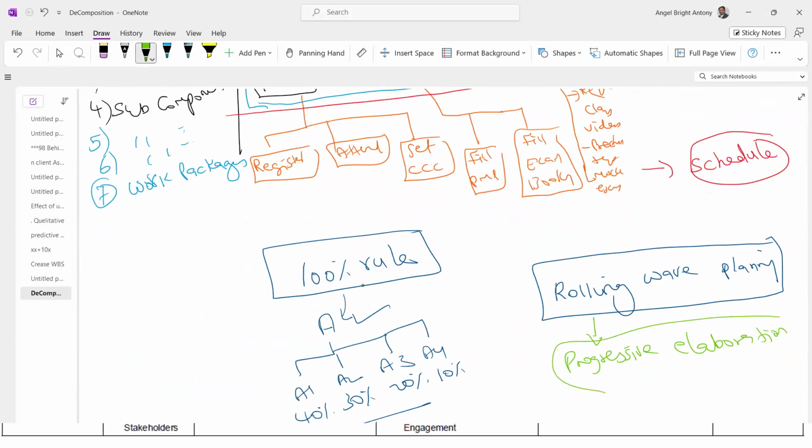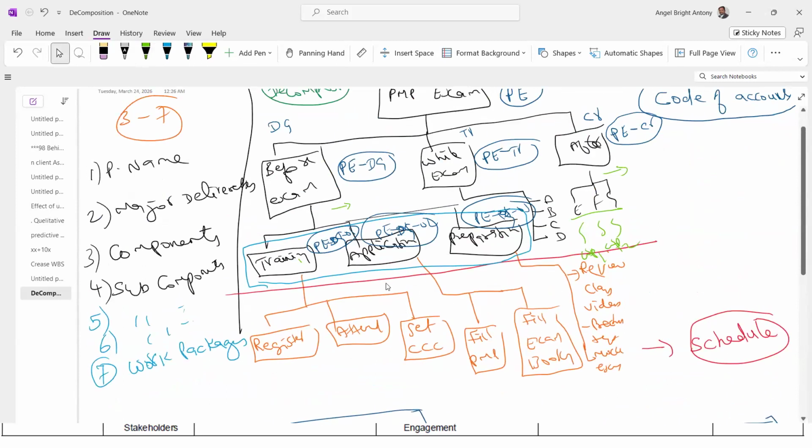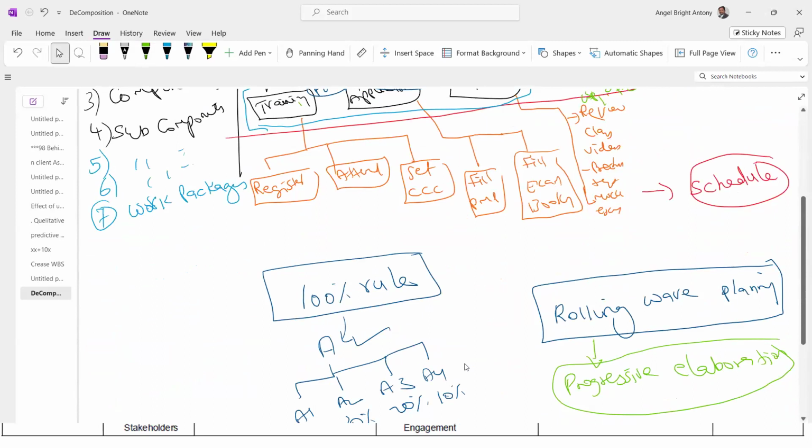What is progressive elaboration? We discussed in the second class. In a step-by-step manner, you get into more details of the project. Same thing here: step by step, you are planning in detail. So rolling wave planning is planning near future work in detail and far future work at a higher level. Later, when far future work becomes near future work, you will plan in detail. That is called rolling wave planning. It is a form of progressive elaboration. Is that clear? This understanding you need to have.